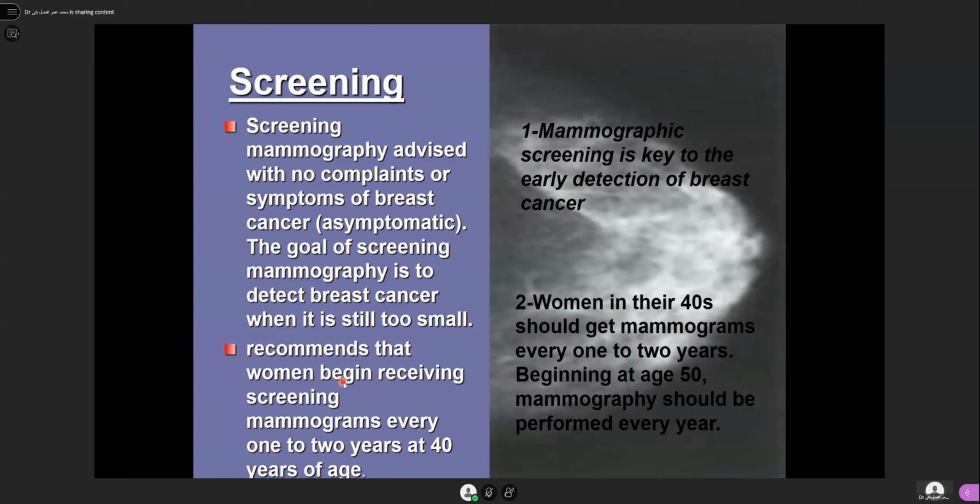We recommend that women begin receiving screening mammograms every 1 to 2 years after the age of 40. Mammographic screening is the key to early detection of breast cancer. Women in their 40s should get mammograms every 1 to 2 years. Beginning at the age of 50, mammography should be performed every year.